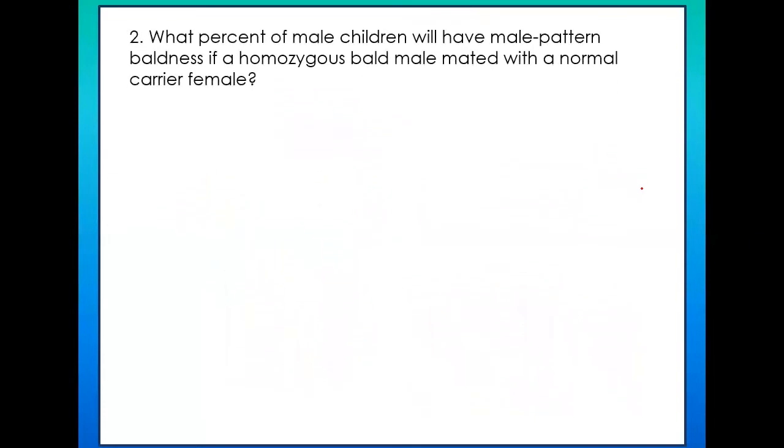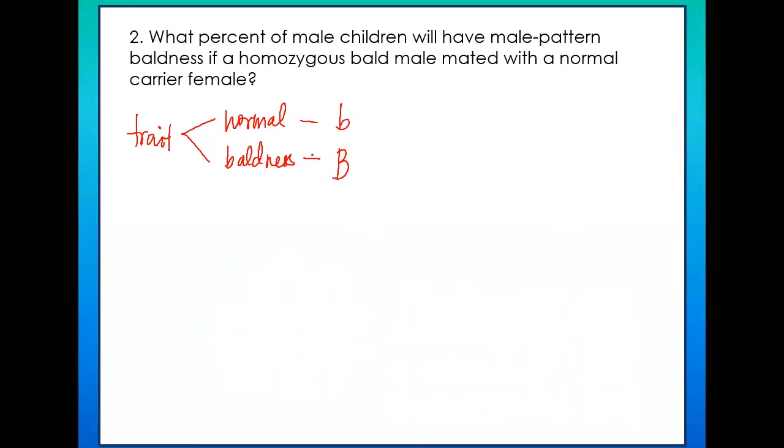Now let's proceed to problem number 2. Now this time, the question is, what percent of male children will have male pattern baldness if a homozygous bald male mated with a normal carrier female? So from what you've learned earlier, this is a sex-influenced trait problem. This sample is for a sex-influenced trait. So our trait here is about being bald and being normal based on the problem. So we know baldness is dominant in males, and that's the reason why the allele that we have to use here is capital B. For normal, this is recessive, baldness is recessive for females. So we have to denote it small letter b. Okay?